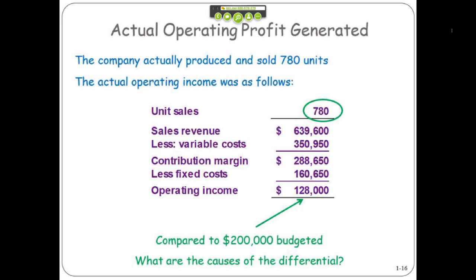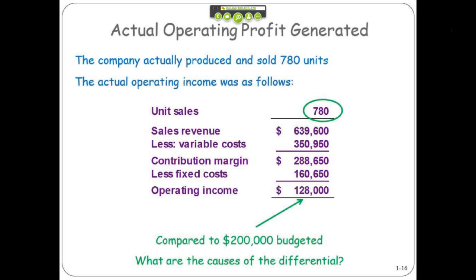Yeah, at the end of the period, you accumulate your costs, your actual costs. So this is given. These are the actual costs that they had. We know that they sold 780 units. You had your budget, and you have your actuals now. And so they actually had $128,000 of income. They were hoping for $200,000 of income. And so it was not a good month.